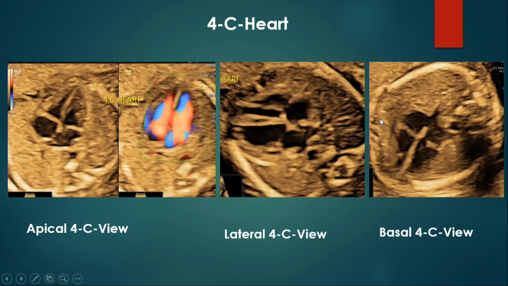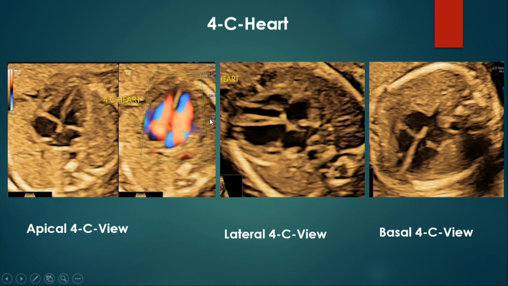Four chamber heart. The four chamber view may be apical four chamber, lateral four chamber, or basal four chamber. In the apical four chamber view, you are scanning the heart through the apex, and also know your color setting. Towards the probe is red. Both the inflows are moving towards the probe, so they will appear red, while the outflows are taking blood away from the heart, away from the probe, in the same direction, so both will appear in a blue color.